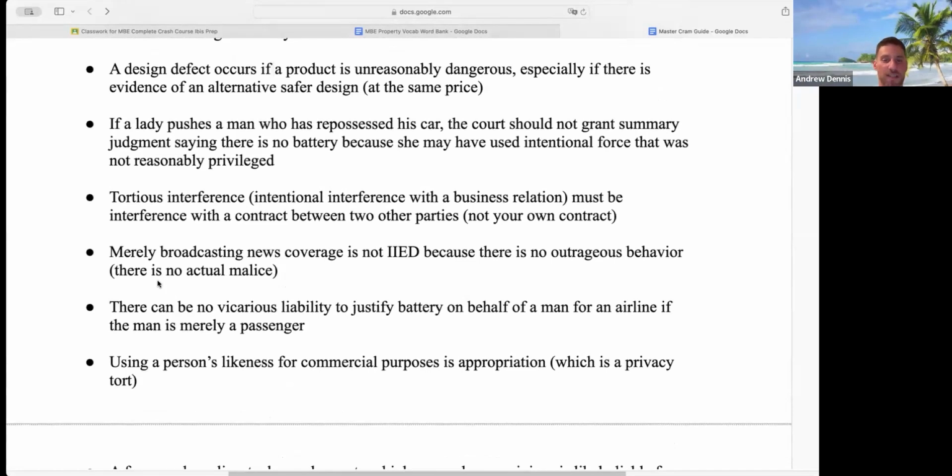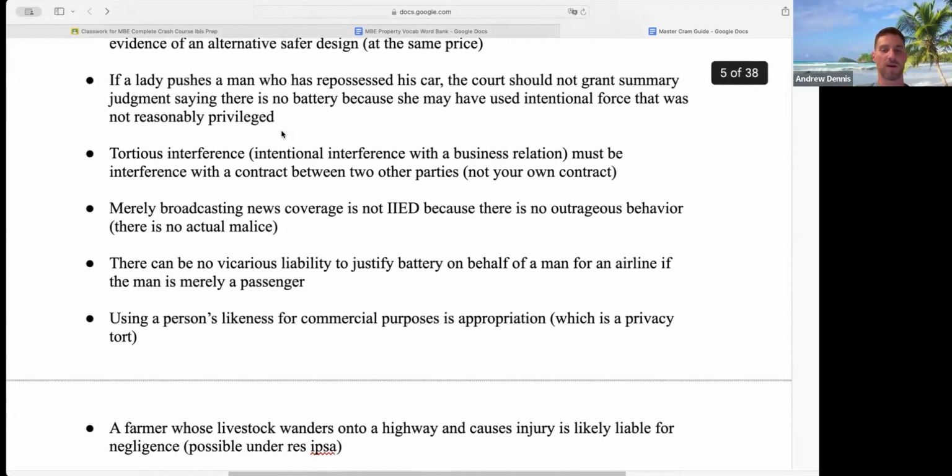Tortious interference, intentional interference with a business relationship, must be interference with a contract between two other parties, not your own contract. That's that airline question. So hopefully that makes sense to everyone, that tortious interference needs to be interference with a contract between two other parties. Merely broadcasting news coverage is not IIED because there's no outrageous behavior. There's no actual malice. They like to test that a lot. Like, the news doesn't really get in trouble for showing the news.